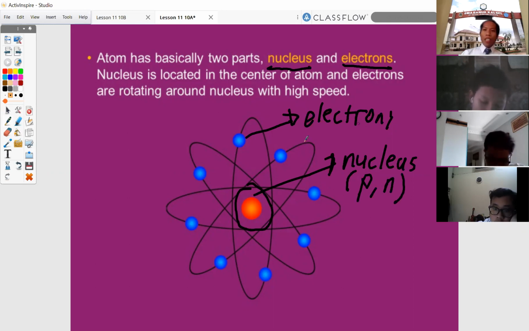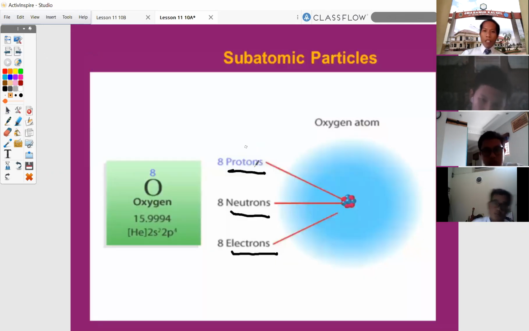So actually here we have three subatomic particles. Nucleus is not a subatomic particle. It is a place where proton and neutron are located. But the subatomic particles are the proton, neutron, and electron. Proton is positively charged. Neutron has no charge, or sometimes called zero charge. It is neutral. And electron is negatively charged.